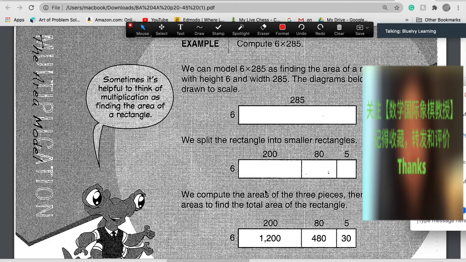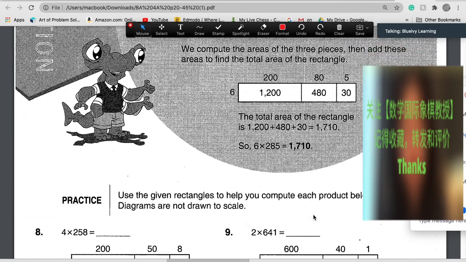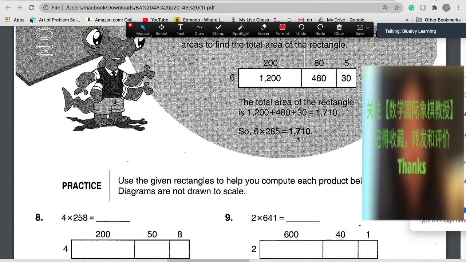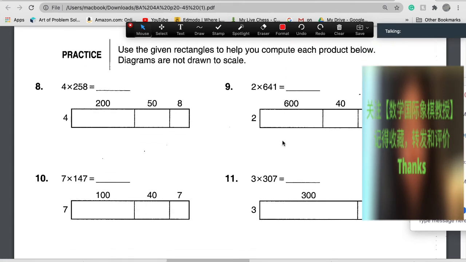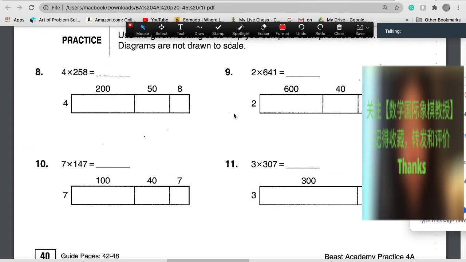Say the area of this one is 1200. This one will be 480. And this one is 30. Then you add these 3 numbers together. Then you get the total number. That's 1710. This is the answer for 6 times 285. Okay, so now let's see this example. Now let's work on 8. Everybody send me your answer.